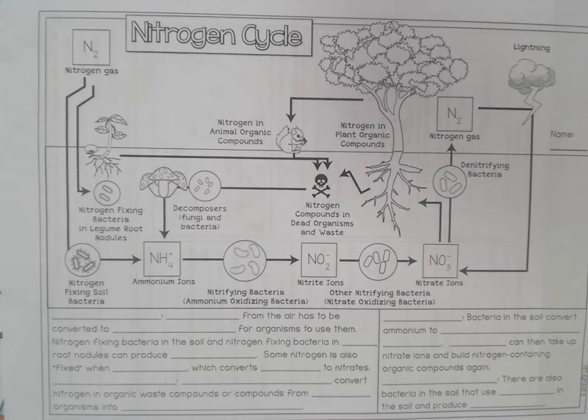Okay, so we're going to do the nitrogen cycle today. The nitrogen cycle looks specifically at the nitrogen compounds as it goes from being in organisms to being in the soil. And so we're going to look at all these different components.